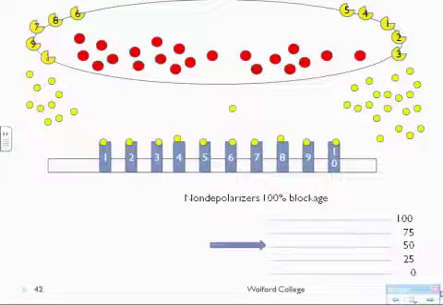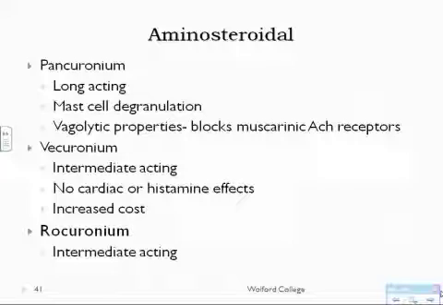Now, let me back up. The aminosteroidals are long-acting. Pancuronium will cause mast cell degranulation and has vagolytic properties, which causes the heart rate to increase when you give Pavulon. Vecuronium, on the other hand, doesn't really have any cardiac effects or histamine effects. The downside is it's a little bit more expensive than the generics, but those are a lot cheaper, so it's not much of a problem. And then rocuronium is intermediate-acting. The downside of rocuronium is it tends to be a little bit more unpredictable when redosing.